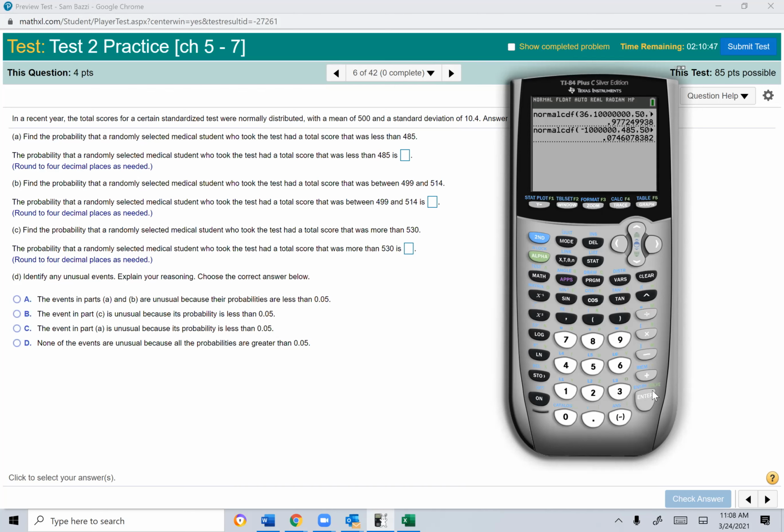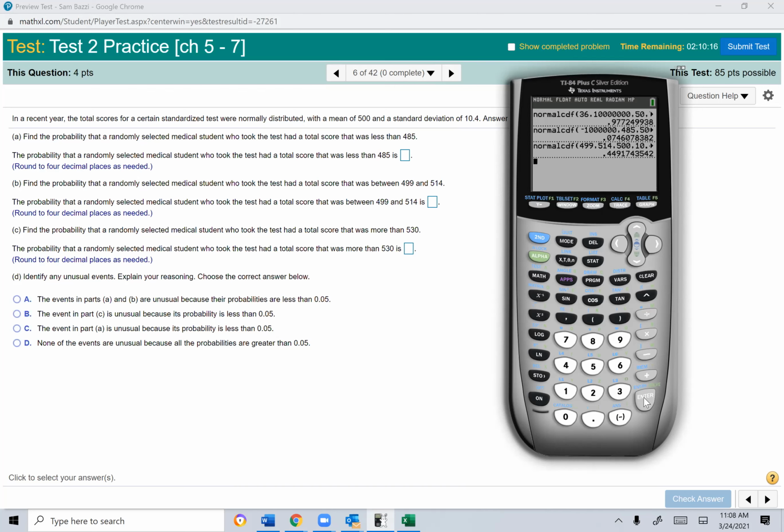Find the probability that a randomly selected medical student who took the test has a score between 499 and 514. That should be very easy, in between, guys. I can assure you you're going to have a question like this in 3 parts. So be prepared to answer this question. So between 499 and 514, you just put 499, 514, and leave the mean and the standard deviation the same. And here's the answer, 0.4491.